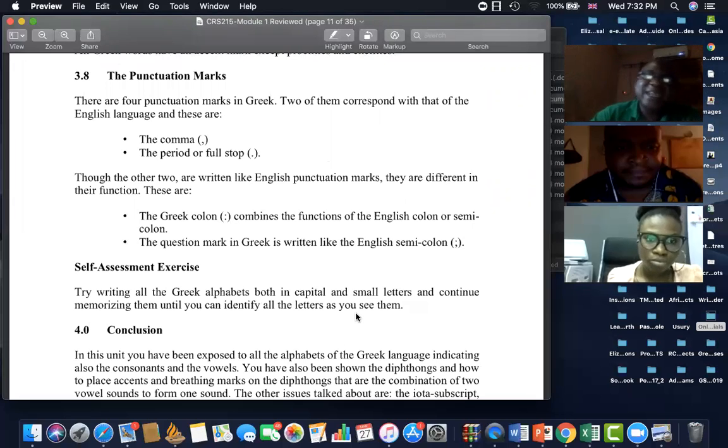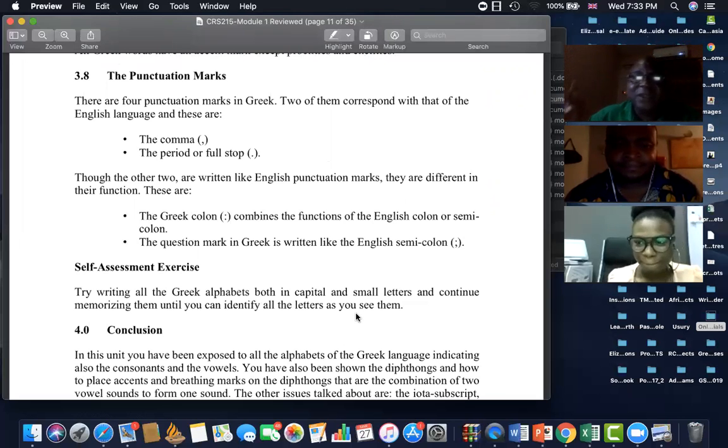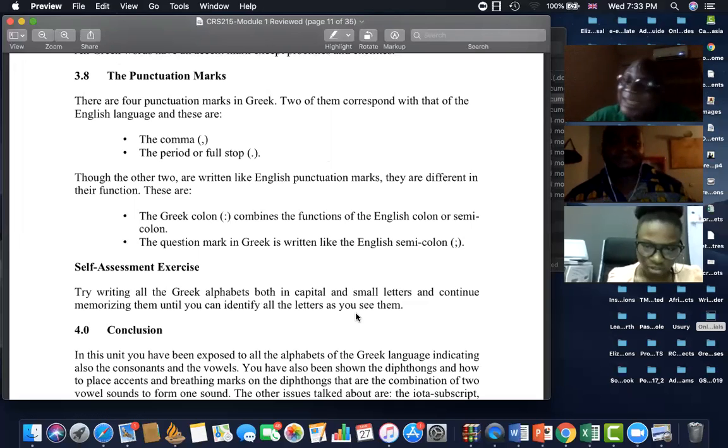But in the Greek language, when you see the English colon, it combines both the function of the colon and the semicolon. Now, in Greek, when you see something that looks like a semicolon, that is a question mark. What did I say? When you see a semicolon in Greek, it means what? Question mark.